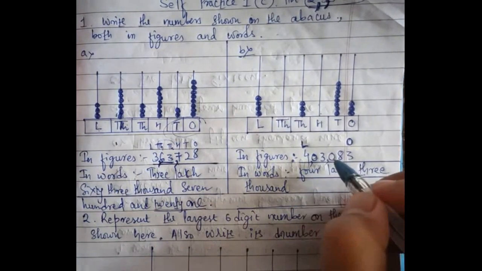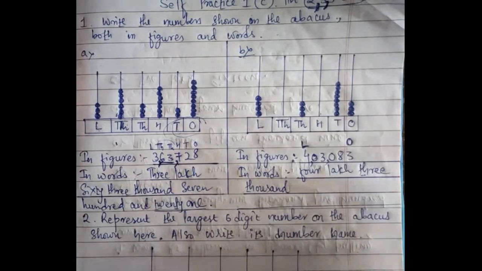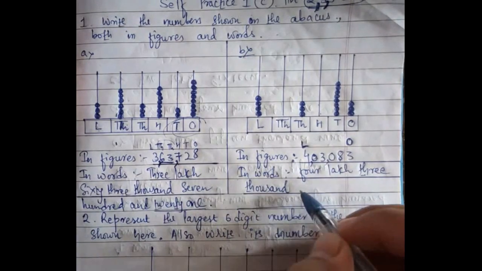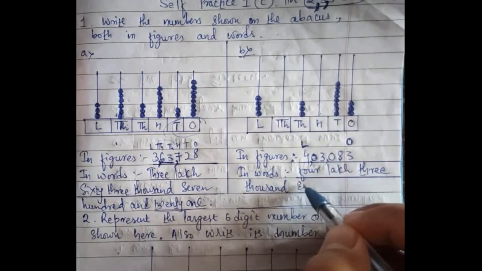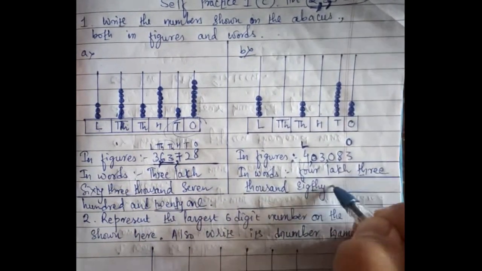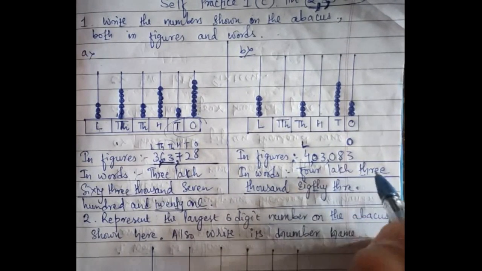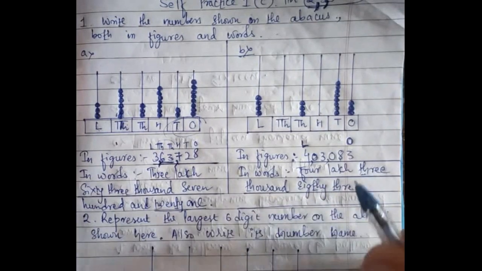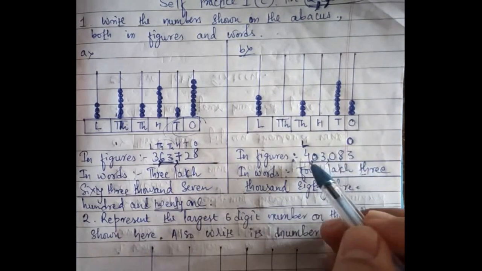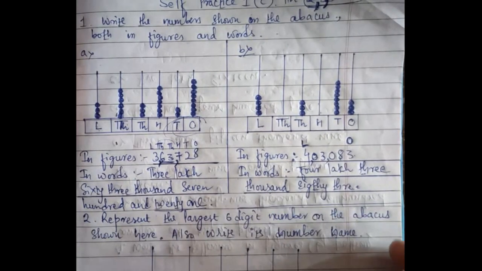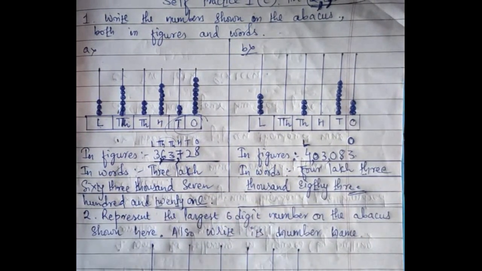In the 100 position there is nothing, 0, so we cannot write 0 hundred, so we continue with the tens position, which is 83. I hope you are clear. 4 lakh 3,083. So how to read this? 4 lakh 3,083. I hope you are clear.